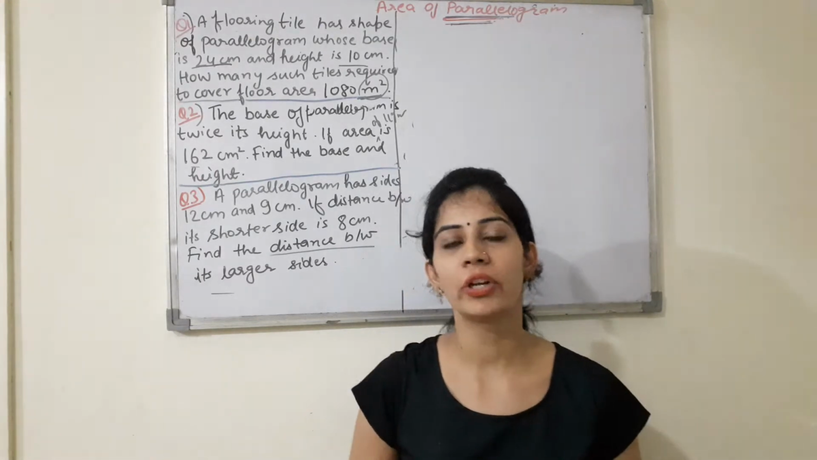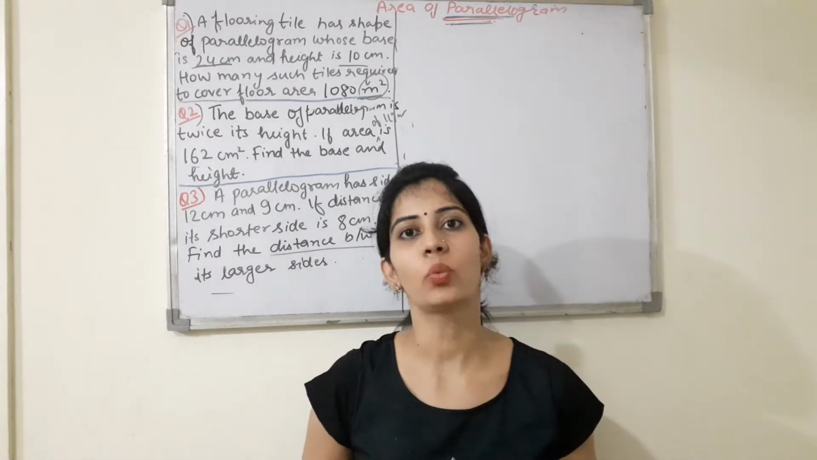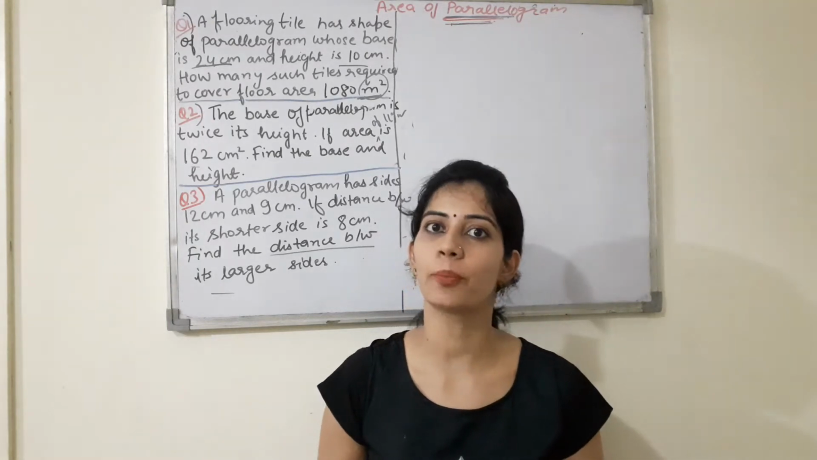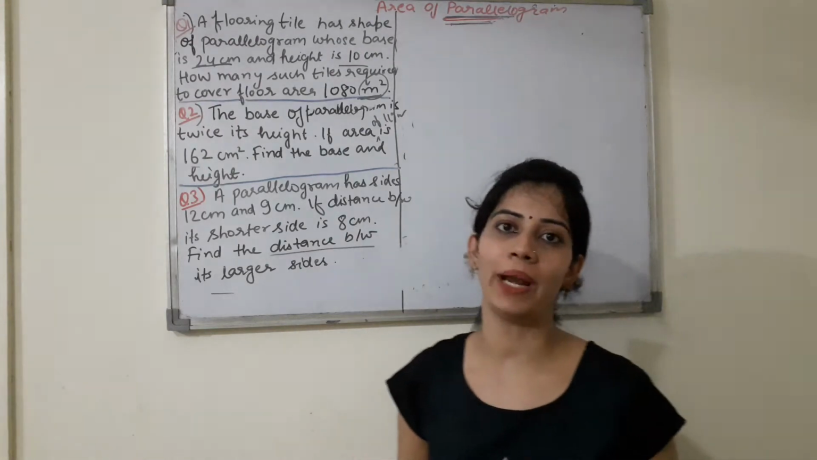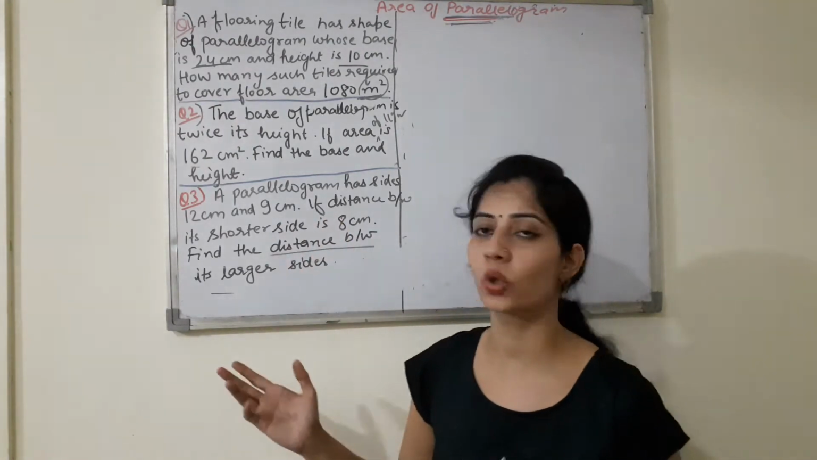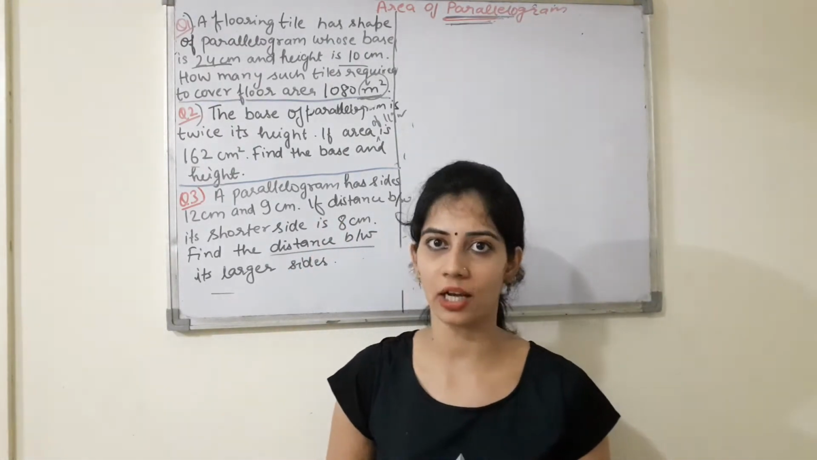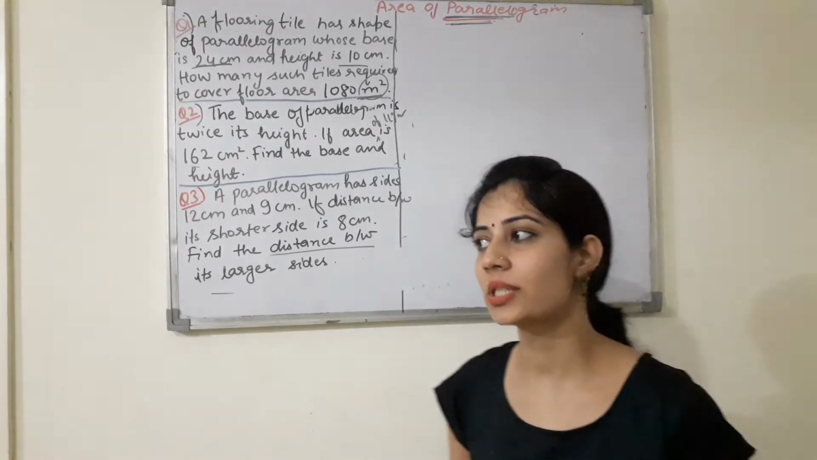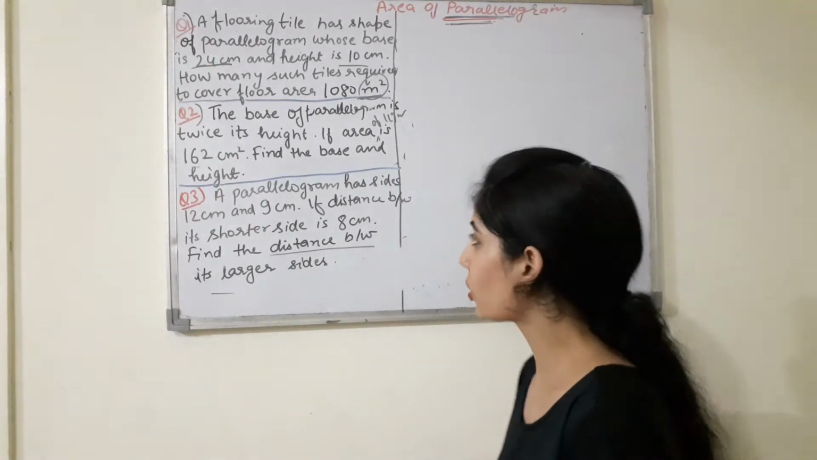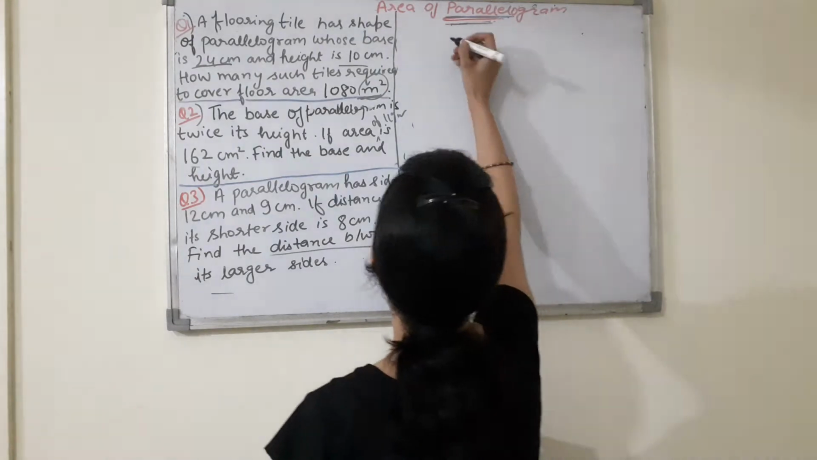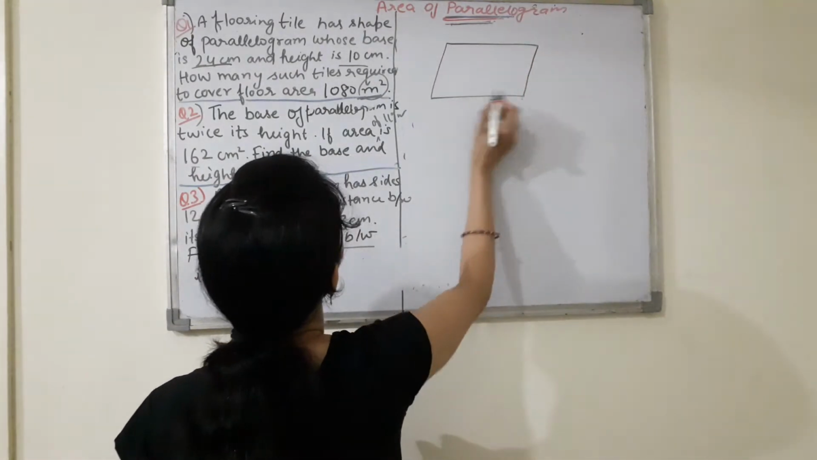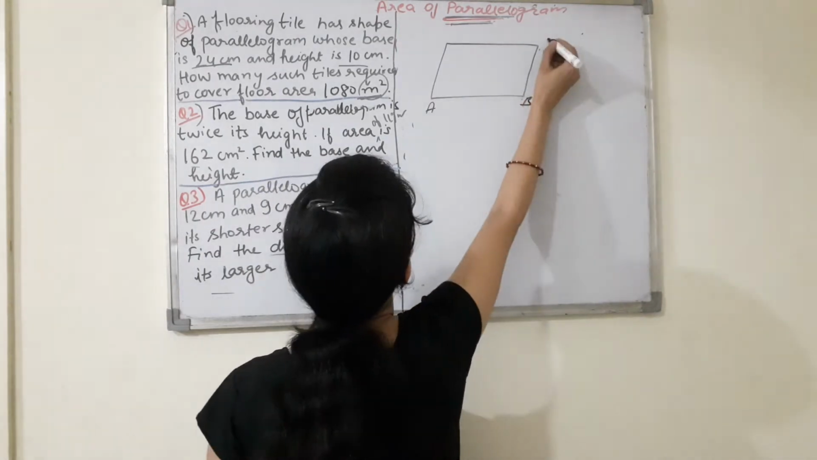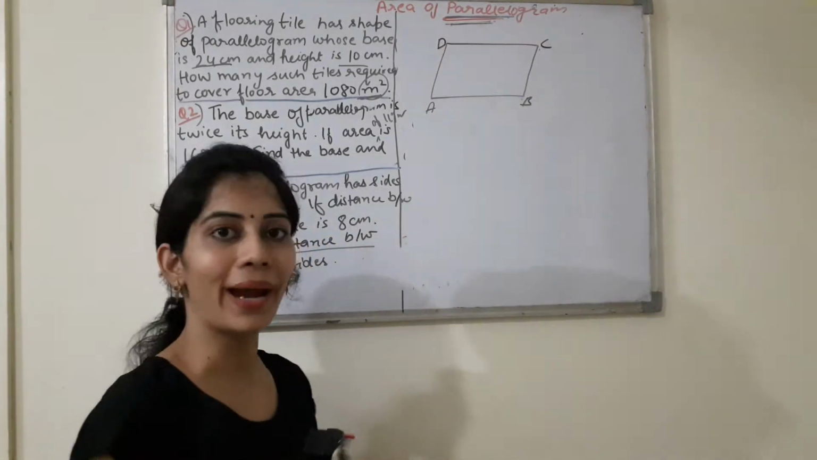In this video we will know about the parallelogram, like what is a parallelogram, what are the basic properties of a parallelogram, and also the area of a parallelogram, and we will solve questions based on the area of a parallelogram, right? So let's start with the parallelogram. So this is your parallelogram, like ABCD. So this is your parallelogram.